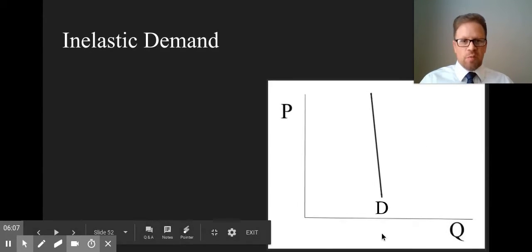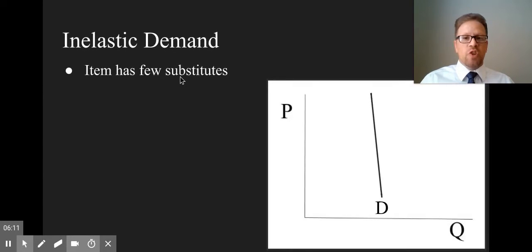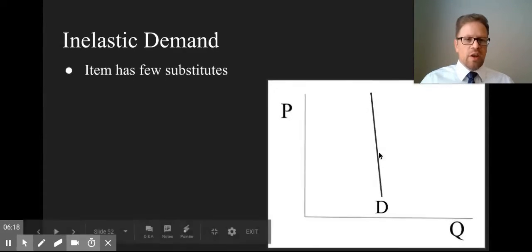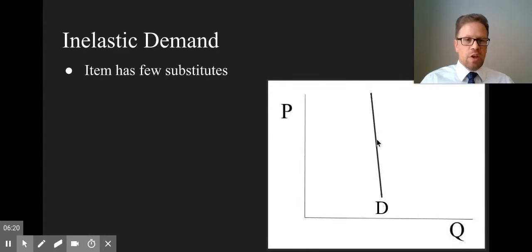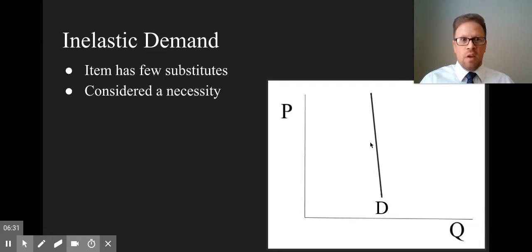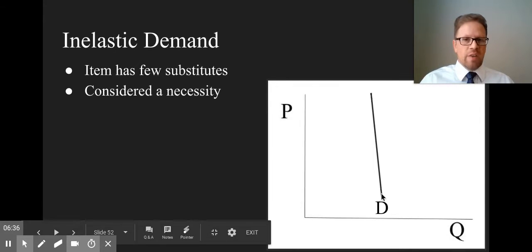Inelastic demand, so that's going to be things that operate more like this. A few things we're going to notice there. The item has few substitutes. So if the price of it goes up or down, but you have no other options, generally speaking, you're probably going to purchase about the same amount every time because there's no alternatives. Also, things considered a necessity. If something is something that you must have, generally speaking, you don't even think about it when you need to buy the item. You don't think about price, you just buy the item because you just have to have it.